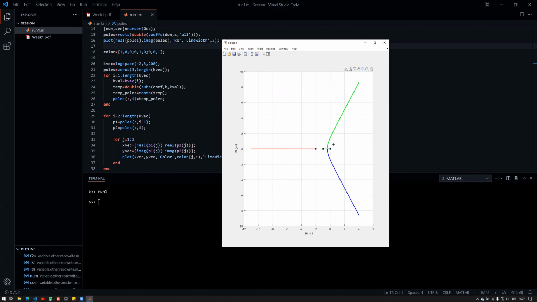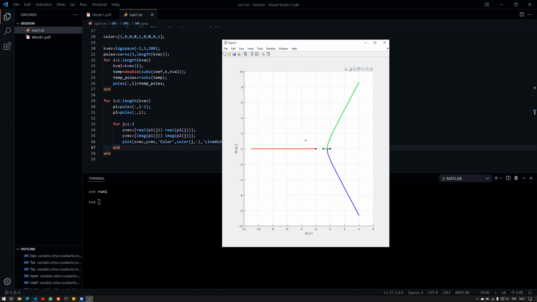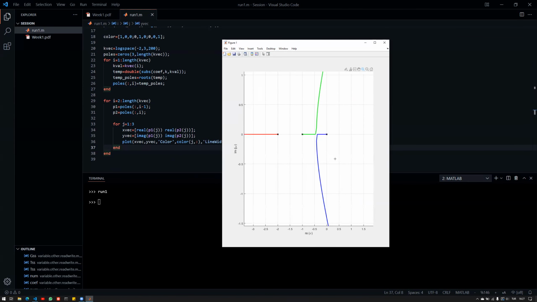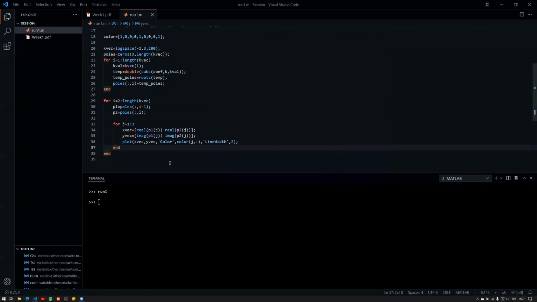But it might be possible that if you try this using a different programming language that doesn't have things embedded like in Matlab, then you might take a little bit of care in assigning colors to poles. We've assumed that it is ordered in this case, and it seems to be that, but this is not guaranteed. So this is not a perfect root locus plotting code, but it works and it gets the job done for now. Now, of course, we don't want to use this.